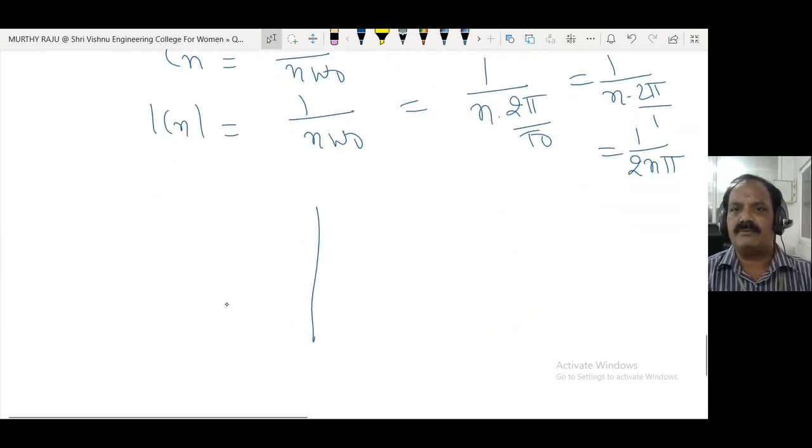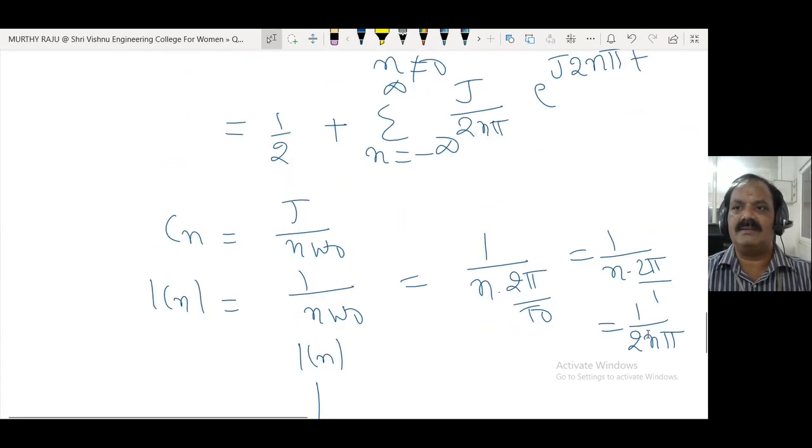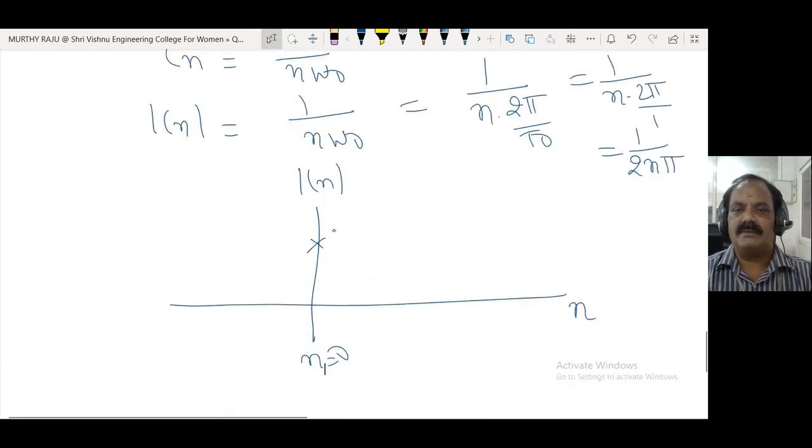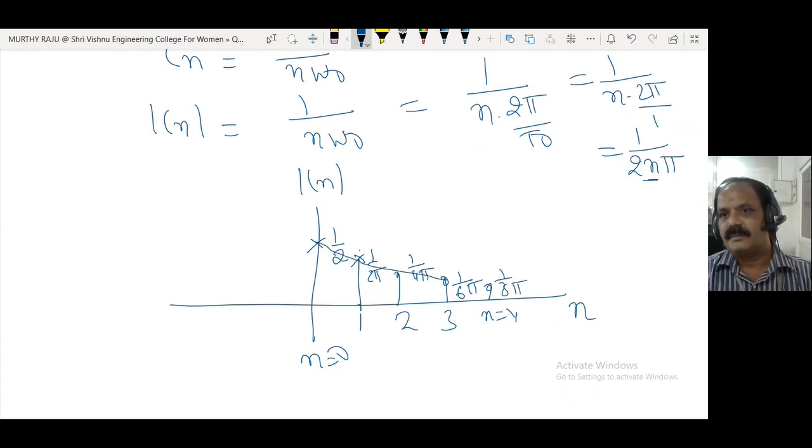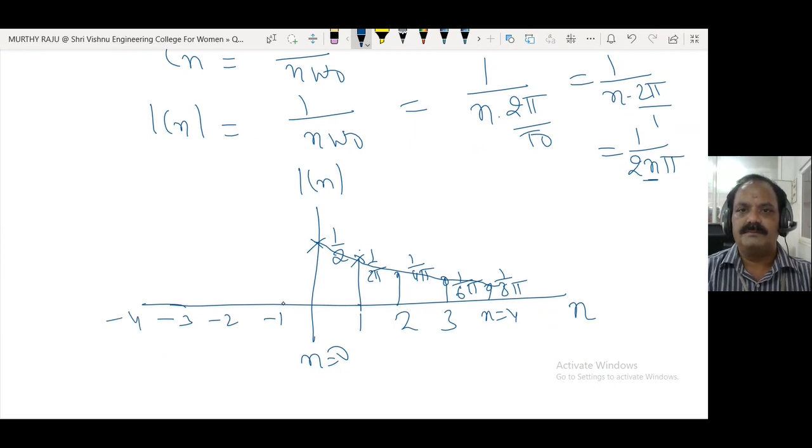Draw the magnitude plot, that is n versus mod Cn. For n equal to 0, mod Cn is 1 by 2. For n equal to 1, the value is 1 by 2 pi. For n equal to 2, the value is 1 by 4 pi. For n equal to 3, the value is 1 by 6 pi. For n equal to 4, the value is 1 by 8 pi. In a similar fashion for minus 1, minus 2, minus 3, minus 4, the values are the same.